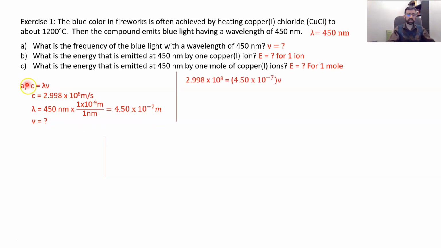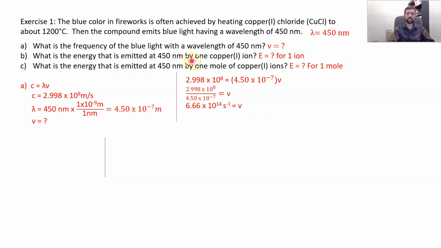Putting that in our equation, c is 2.998 times 10 to the 8th equals, and then we put our wavelength, 4.50 times 10 to the negative 7th times the frequency. So if I want to find frequency, I need to divide these numbers, divide this by that. And when you put it in your graphing calculator, you're going to get 6.66 times 10 to the 14th inverse seconds, or you could say hertz. Either of those units are interchangeable. That's how we find the frequency.